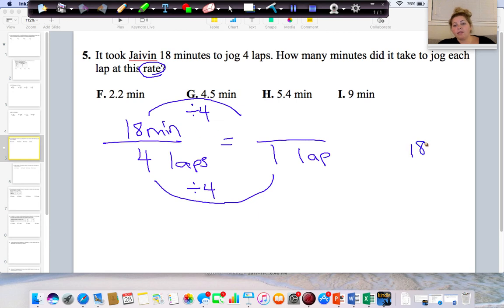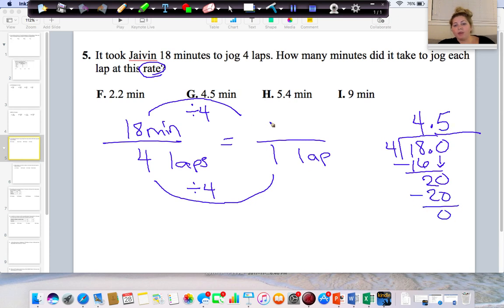Okay, so 18 divided by 4. 4 goes into 18 4 times. 4 times 4 is 16. Subtract and we get 2. Put a decimal first, and then annex a 0 and bring it down. 4 goes into 20 5 times. 5 times 4 is 20. Subtract and we get 0. So our answer is 4.5 minutes for 1 lap, which is G.